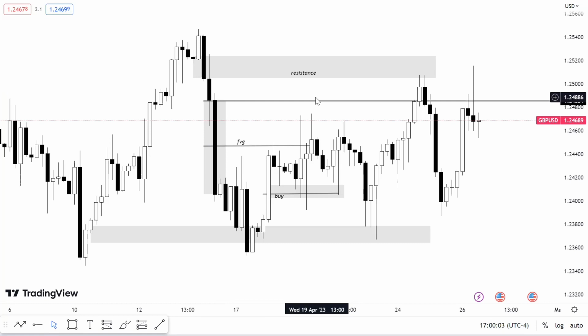Sometimes it goes twice to the fair value gap, comes back down, and then it pushes back up again. We don't know, we don't care. What we know is we're looking at 3 candles and we buy or sell.